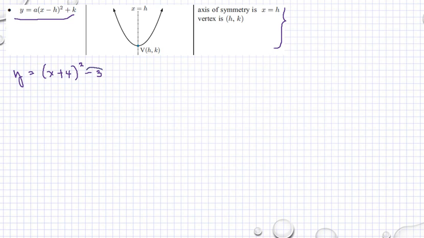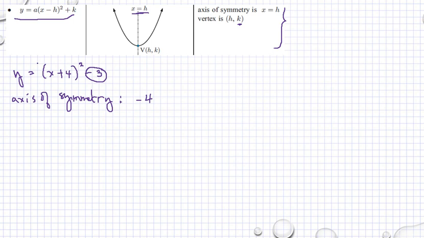This one tells us, because of the k there, the vertex is always the k. So if we have the axis of symmetry, which is equal to h according to this property, then we have minus 4.